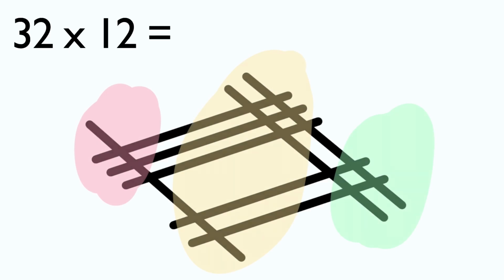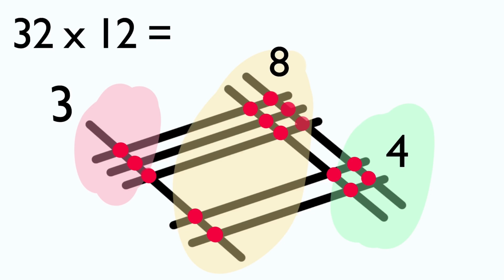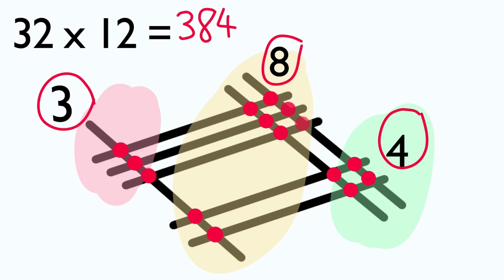We mark out 3 zones again. Starting from the right zone, count the lines. 4, 8. So write down that here. And finally, 3. 384. There we have our answer. 32 times 12 equals 384. Simple.